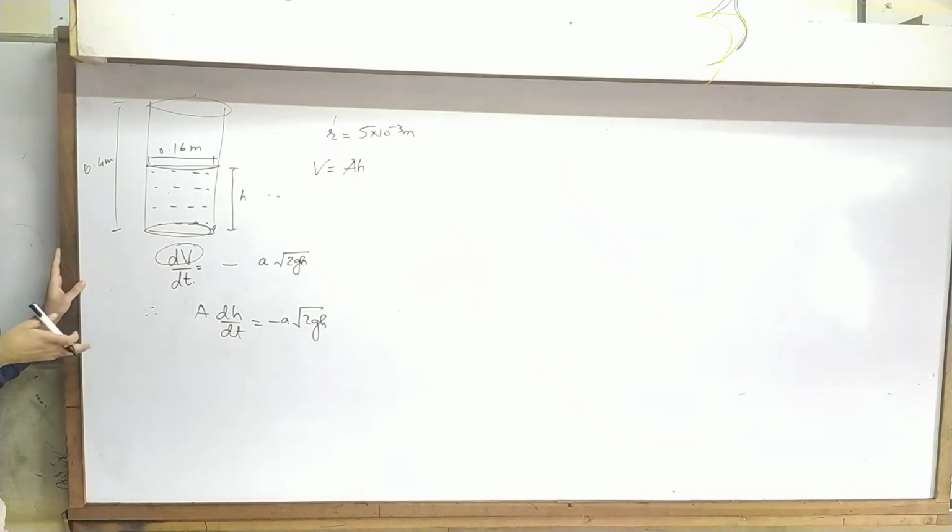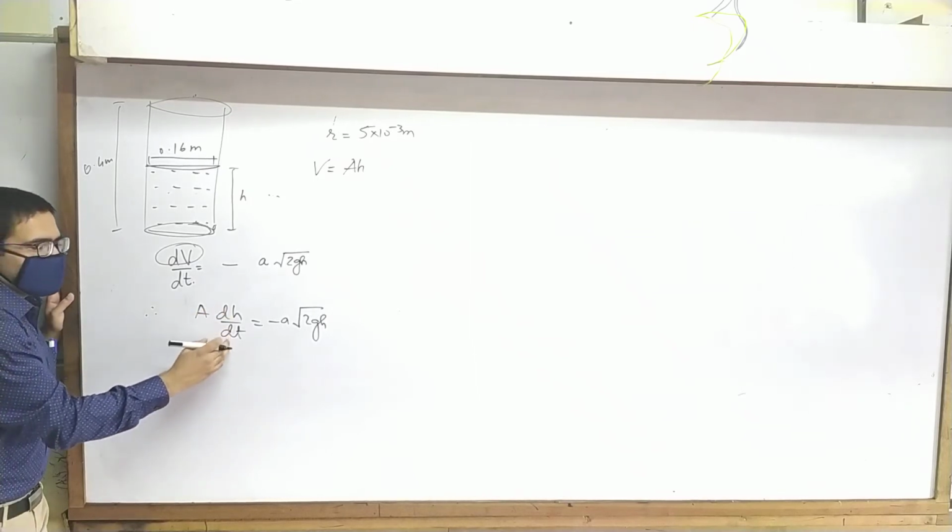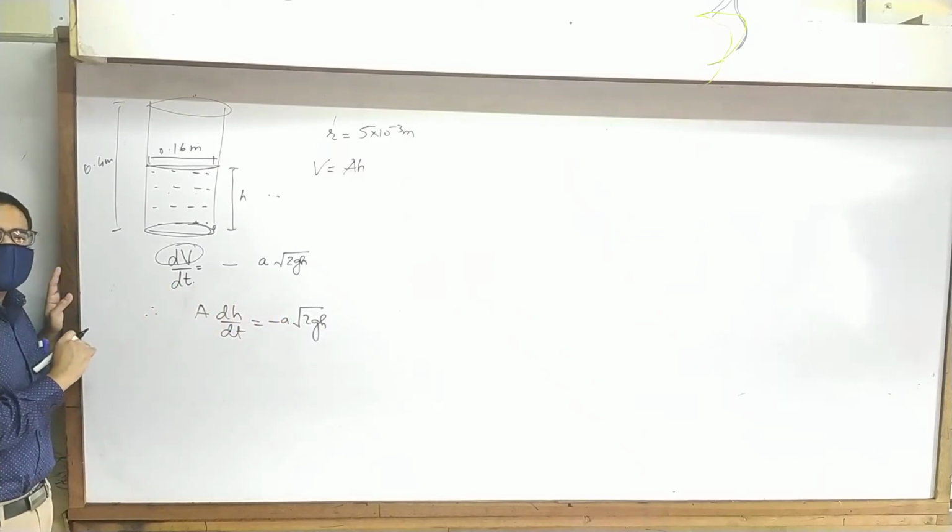If this were a JEE Advanced question, then what would happen over there? The area would change as the level slowly comes down. Understood? Right? So A into dH by dt is minus a root 2gh.